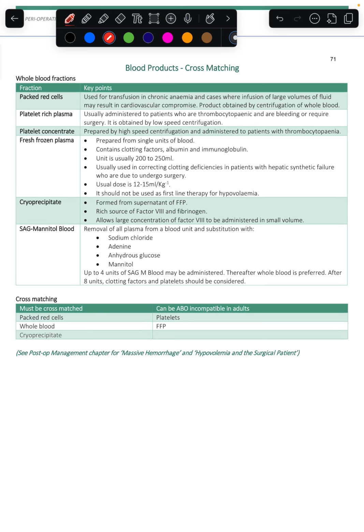A single unit of fresh frozen plasma contains clotting factors. A unit is usually 200 to 250 ml. It is usually used in correcting clotting factors in patients with hepatic synthetic failure. The usual dose is 12 to 15 ml per kg. It should not be used as a first-line therapy for hypovolemia.